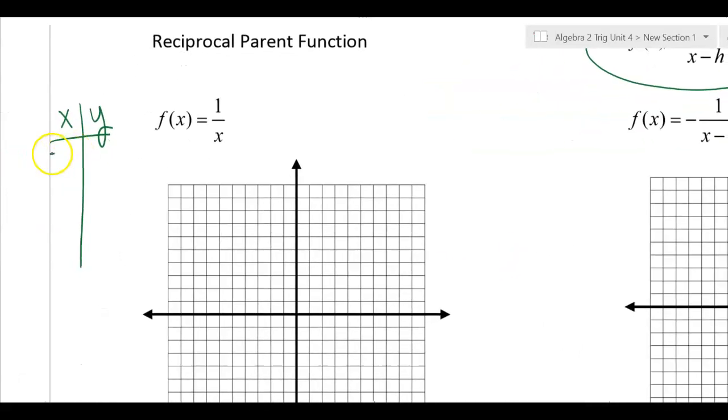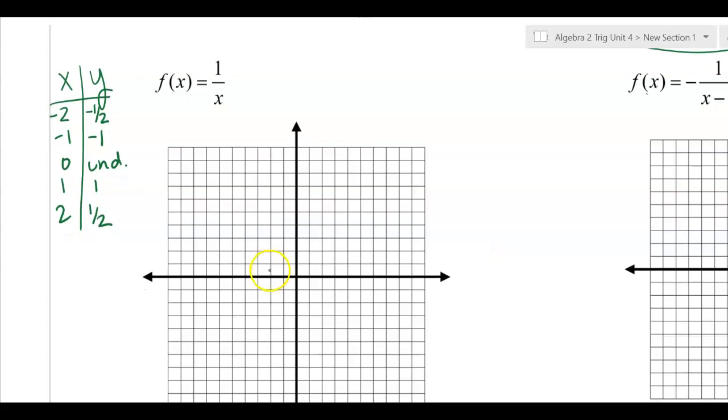And so for this graph, same values, but like we said, we know it's undefined at 0. So if I plug in -2 for the parent, I have -1/2. If I plug in -1, I should have -1. If I plug in 1, I should have 1. And if I plug in 2, I should have +1/2. So when you plotted those points, they kind of look like this.